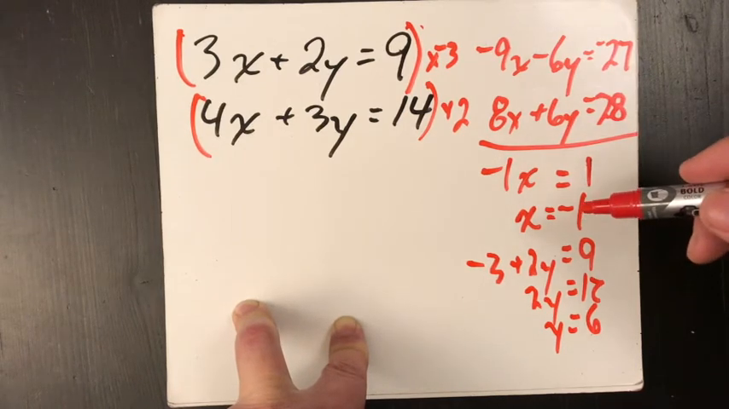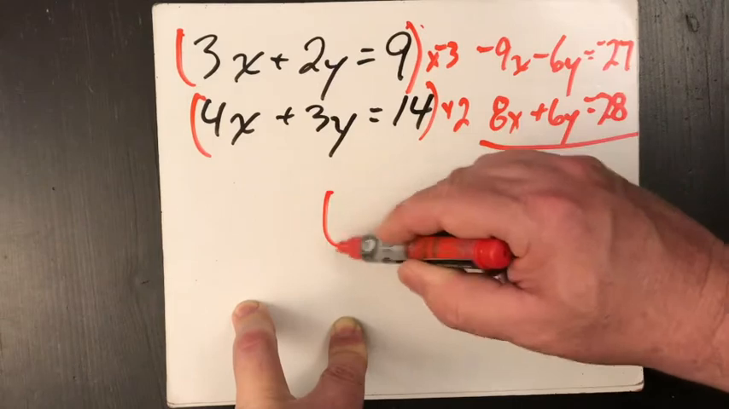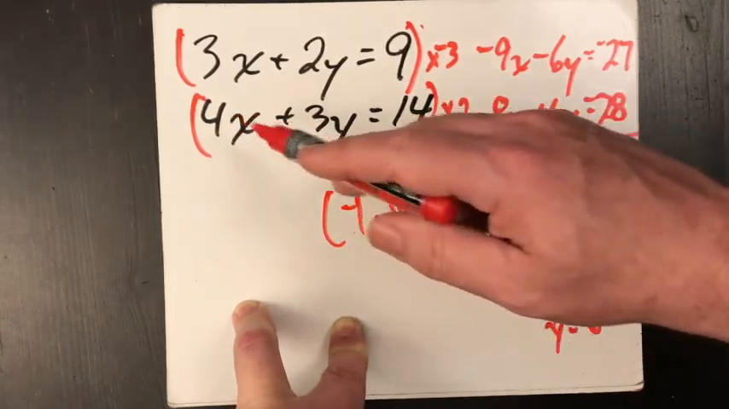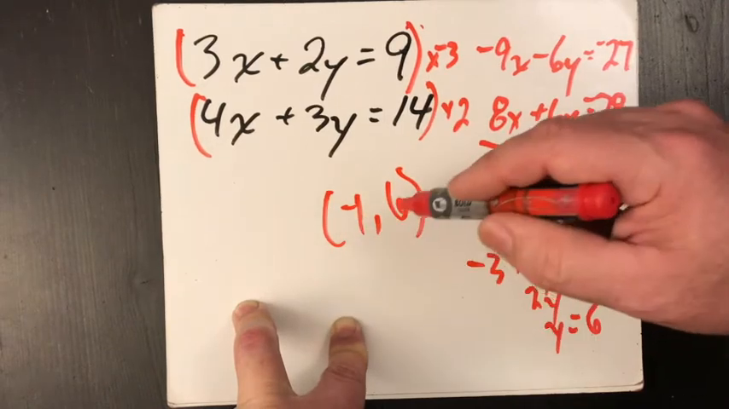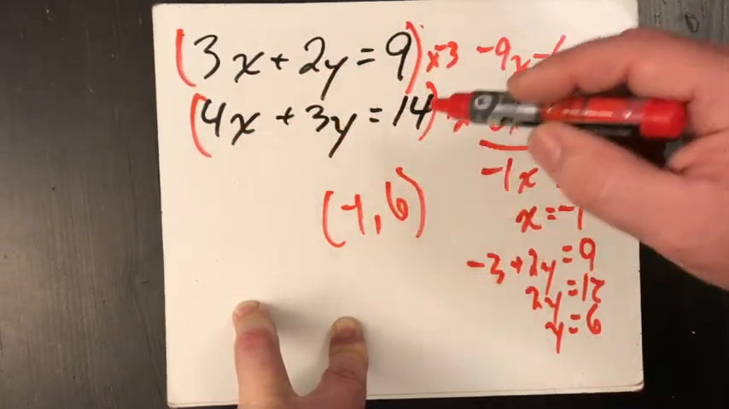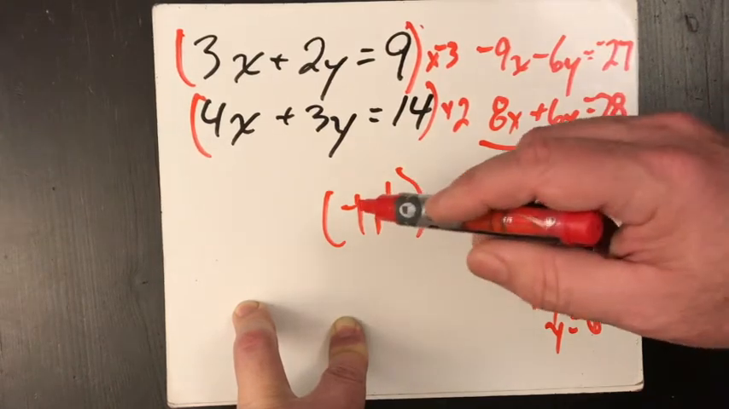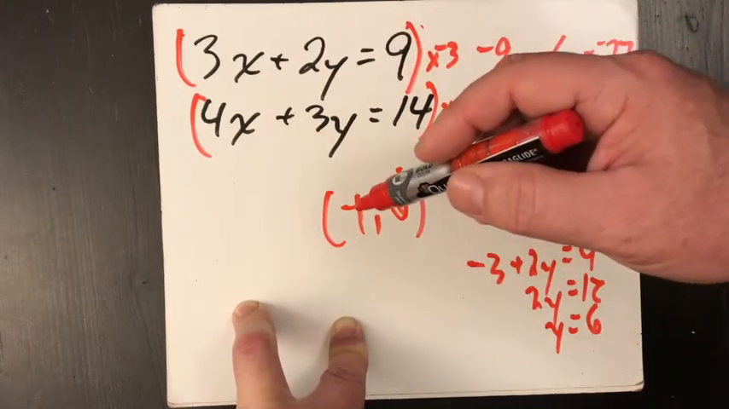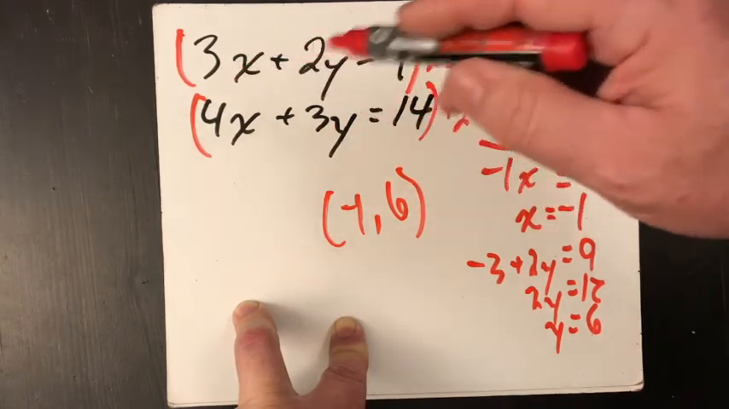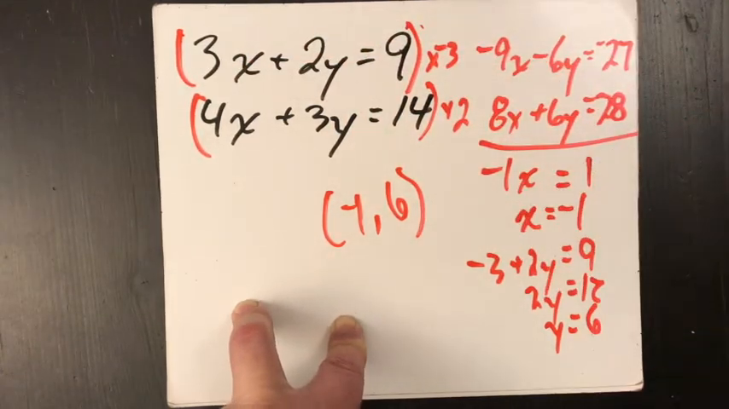Well, let's see. Let's take that pair, negative 1, 6, and stick it in the other equation. 4 times negative 1 is negative 4. 3 times 6 is 18. Negative 4 plus 18 does equal 14. That looks pretty good. Just to be on the safe side, 3 times negative 1, negative 3. 2 times 6 is 12. Negative 3 plus 12 does equal 9.